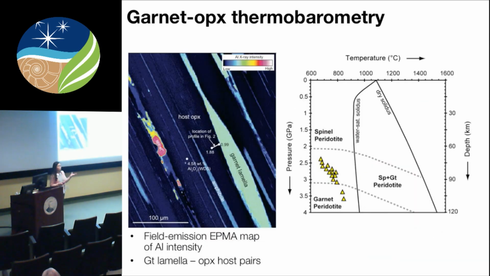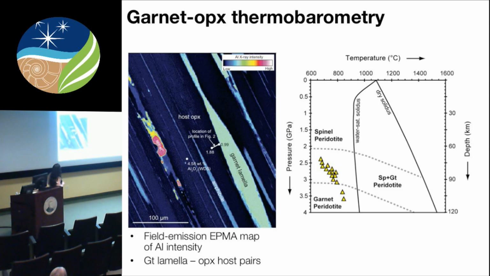Okay, going to the next texture that we can use to get the PT info, we can use garnet-orthopyroxene microtextures to get an estimate of the final pressure and temperature. And that's because the reaction of aluminum exchange between garnet and pyroxene is highly pressure sensitive, so we can exploit that as a thermobarometer.